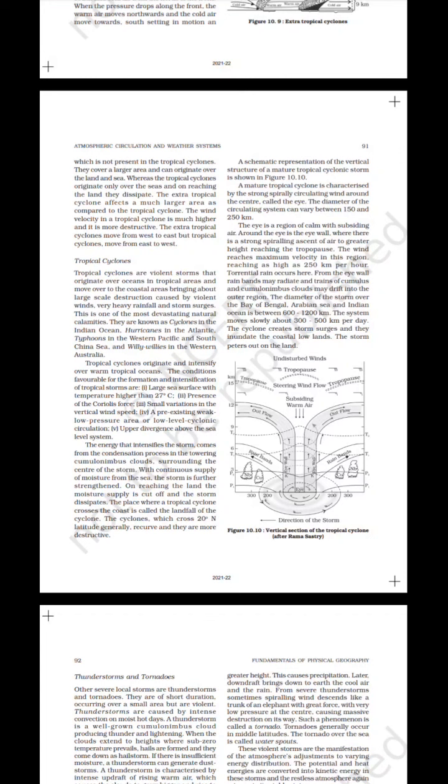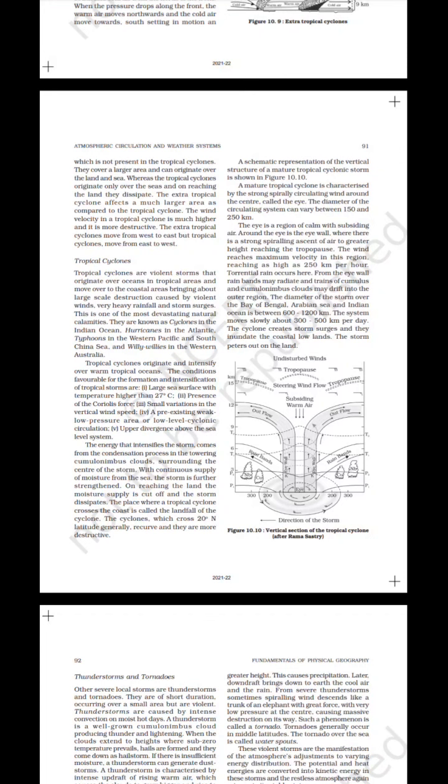Tropical cyclones originate and intensify over warm tropical oceans. The conditions favorable for the formation and intensification of tropical storms are a large sea surface with a temperature higher than 27 degrees Celsius, presence of the Coriolis force, small variations in the vertical wind speed, a pre-existing weak low pressure area or low level cyclonic circulation, and upper divergence above the sea level system. The energy that intensifies the storm comes from the condensation process in the towering cumulonimbus clouds surrounding the center of the storm.